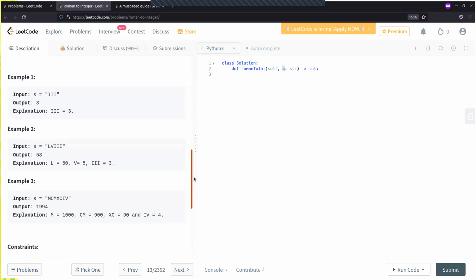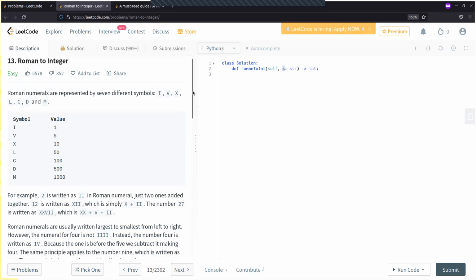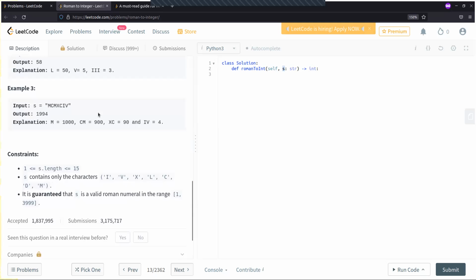So let us look at the examples. S is III, which means 1 plus 1 plus 1 is equal to 3, because I is equal to 1. Now example 2, S is equal to LVII. L denotes 50, so 50. V denotes 5, so 50 plus 5 is 55. And III means 1 plus 1 plus 1, 3. So 50 plus 5 plus 3 is equal to 58. Okay, cool. Now example 3.